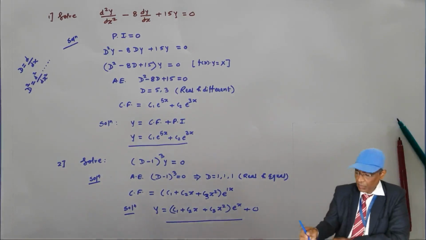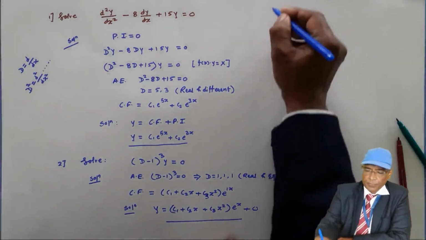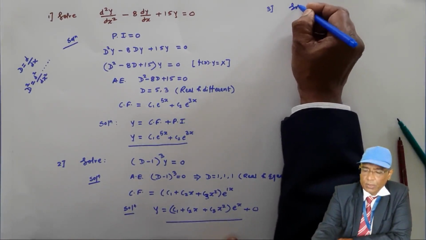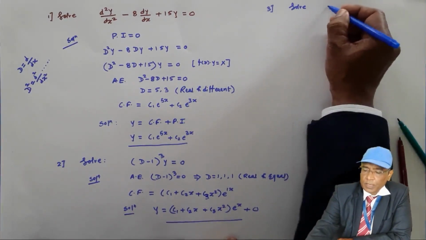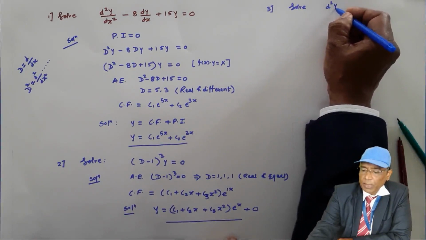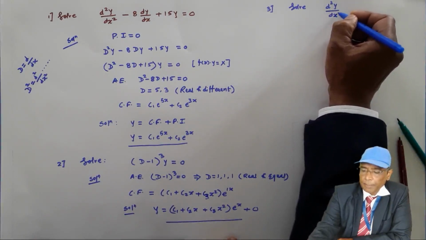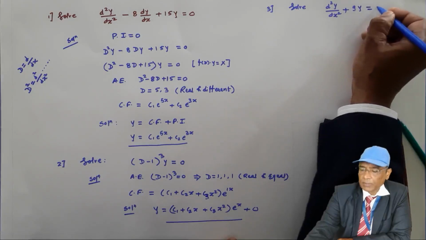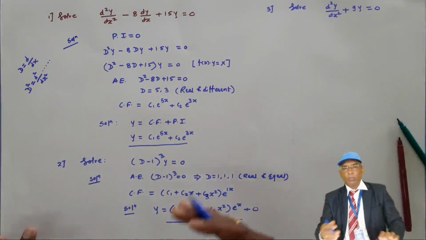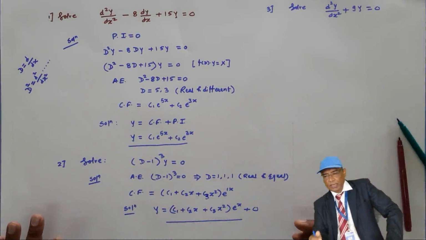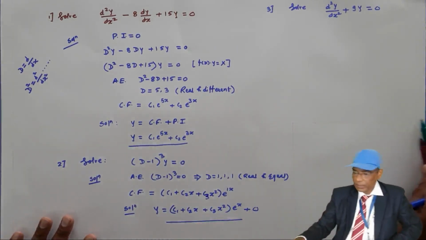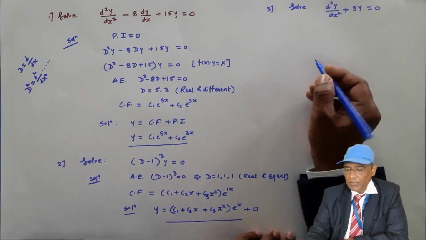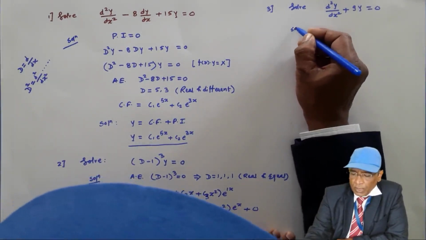Now quickly, the third one: solve the differential equation d2y by dx square plus 9y is equal to 0. In all those sums, the right hand side is 0 because the particular integral is going to be 0. Only the complementary factor is required to be found. So I am going to solve it.